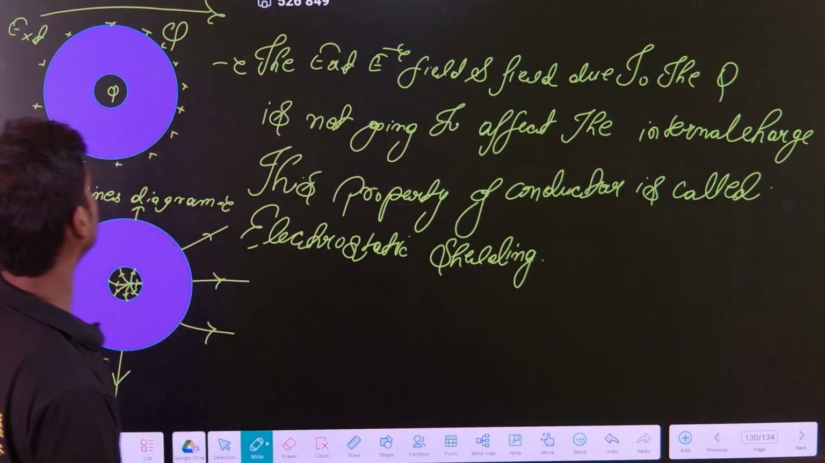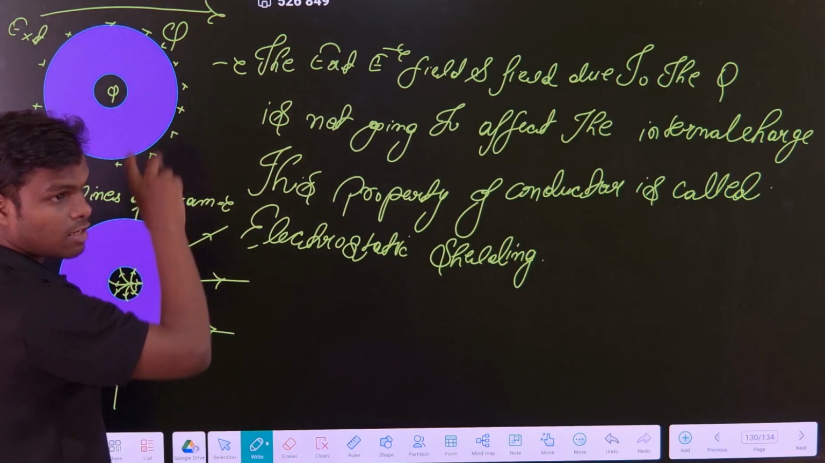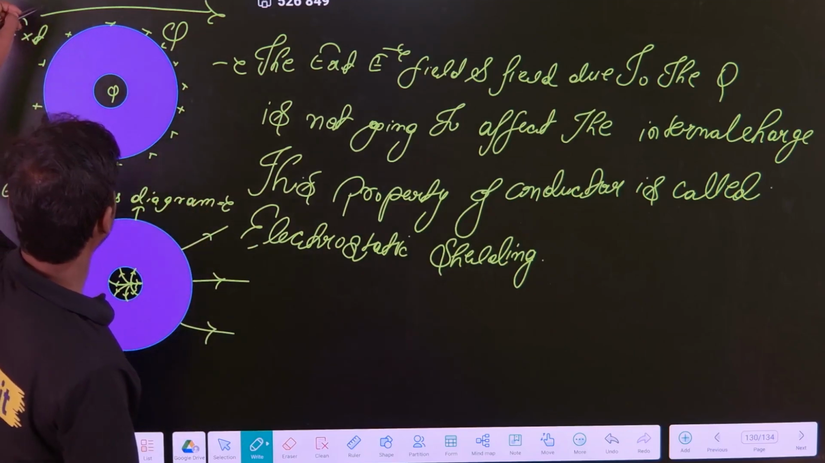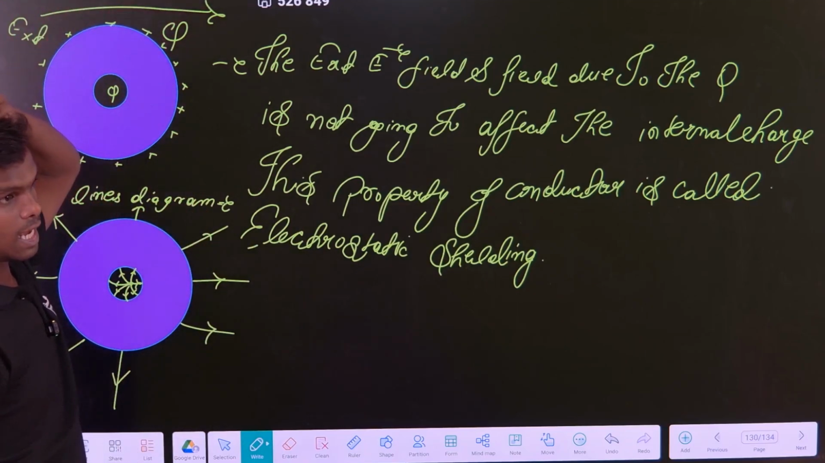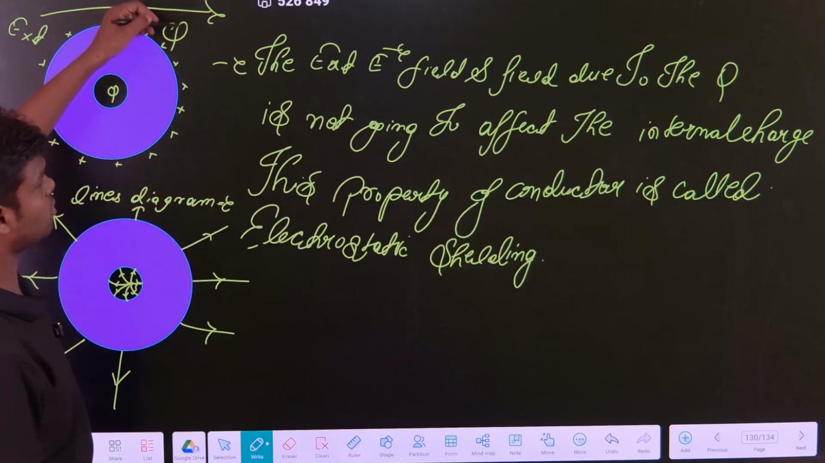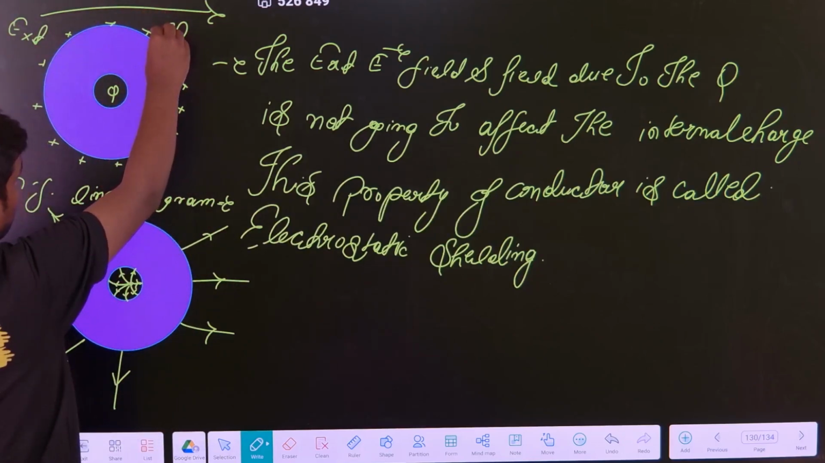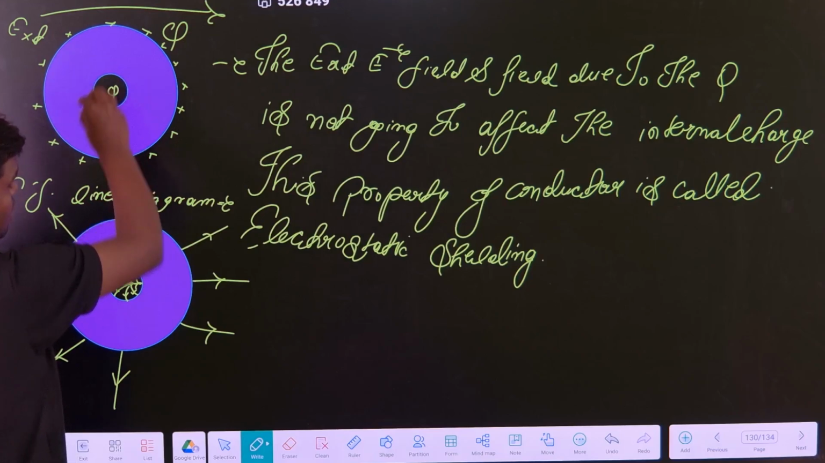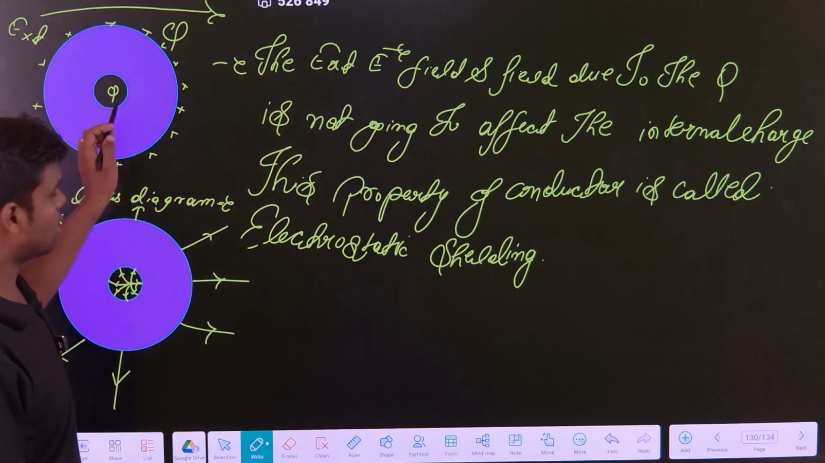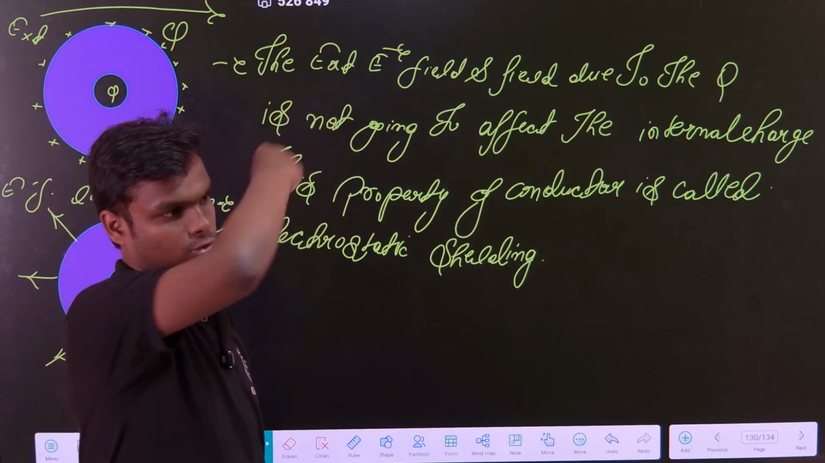What I am trying to say is, there will be electric field due to two things. First, suppose this is the external electric field, and suppose this is my Q, the outer charge, so there will be some electric field due to these two. These two electric fields are not going to affect this charge, because there is no contribution. So obviously they are not going to affect it.